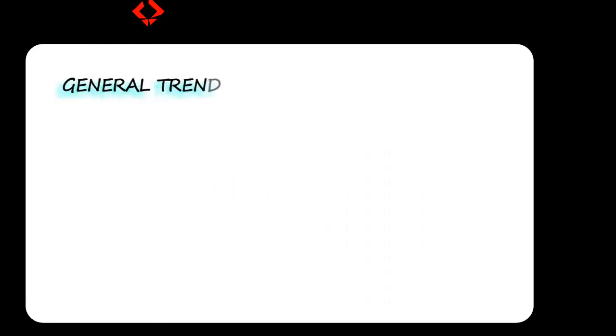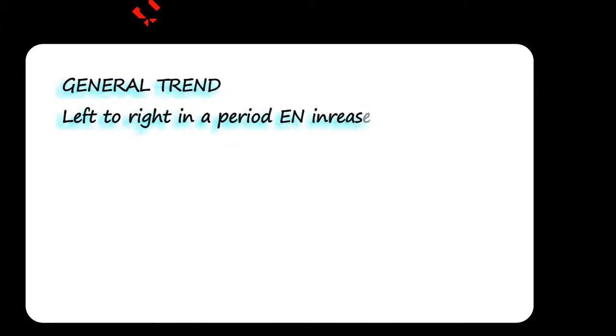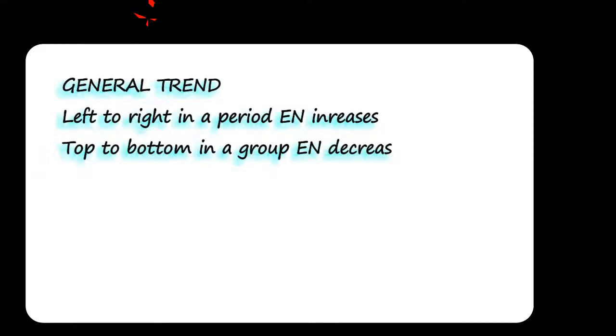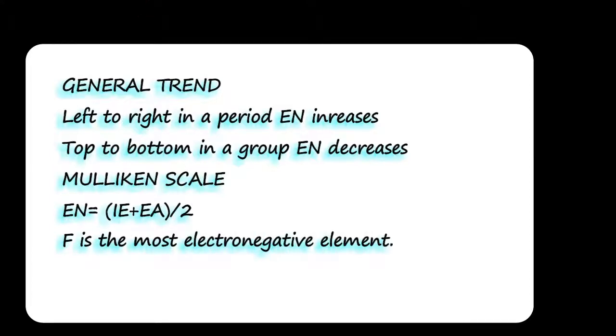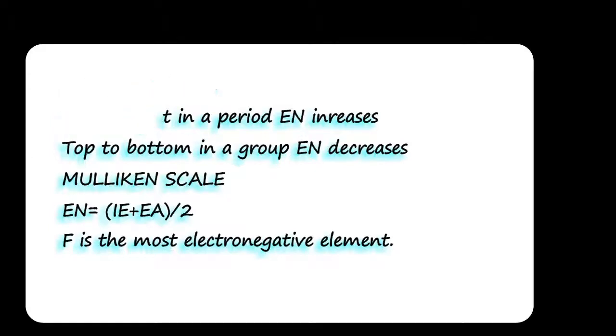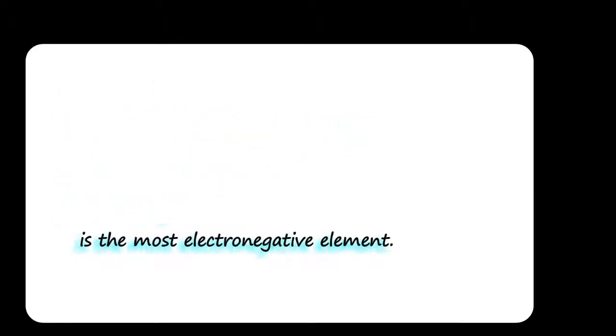General trend of electronegativity. In the periodic table, left to right in a period, electronegativity increases. Top to bottom in a group, electronegativity decreases. On the Mulliken scale, electronegativity can be defined as ionization energy plus electron affinity upon 2. And do remember, fluorine is the most electronegative element in the periodic table.